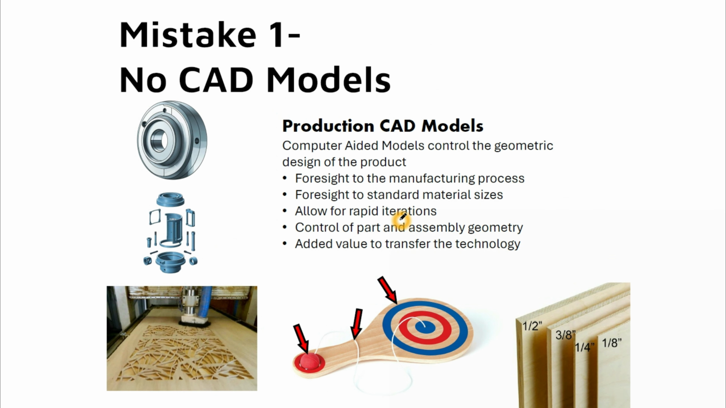Okay, getting into mistake 1. The first mistake: no CAD models. In the modern world, to recreate a product, you basically need a CAD model. A CAD model is computer-aided design. That is a 3D model, a computer rendering that allows you to simulate and create a geometry that recreates your product. Here on the left, we have two icons, a part and an assembly.